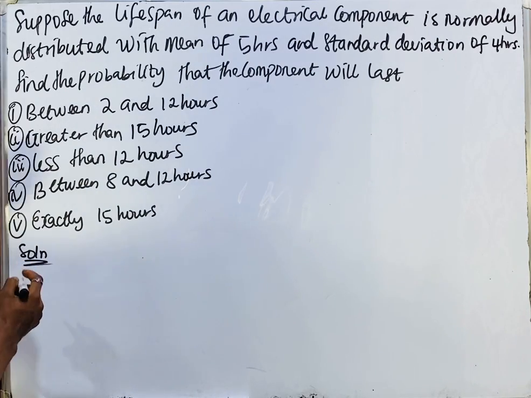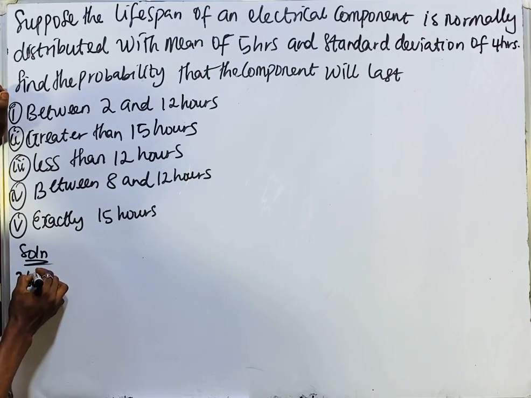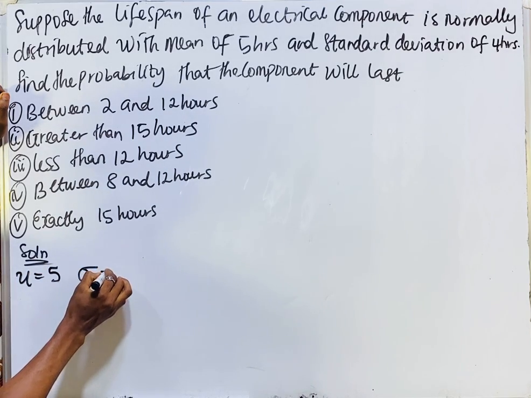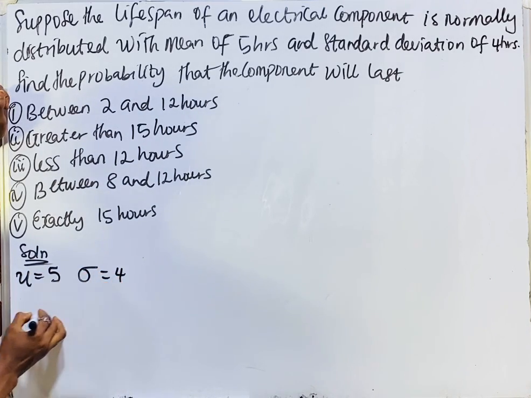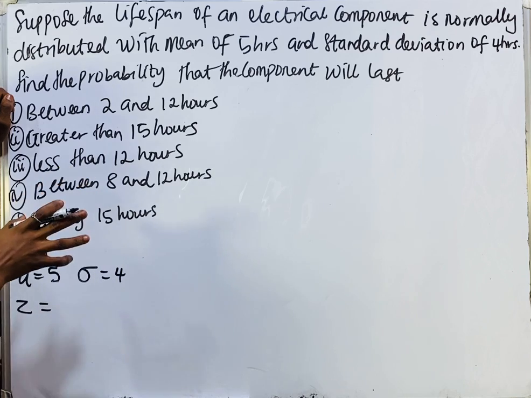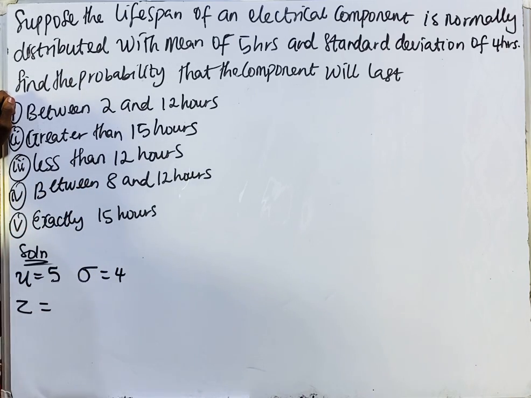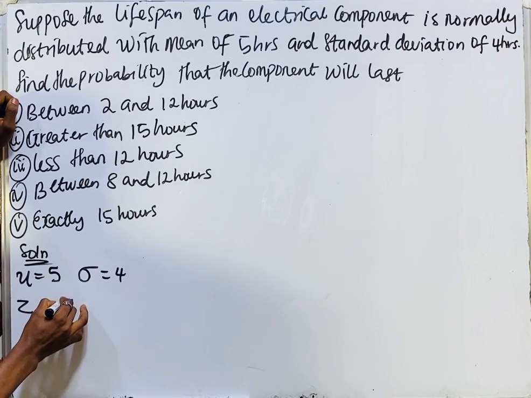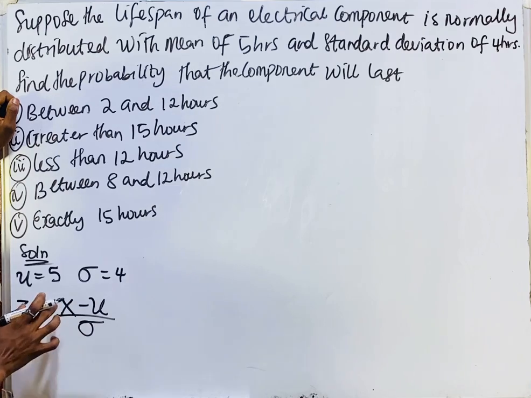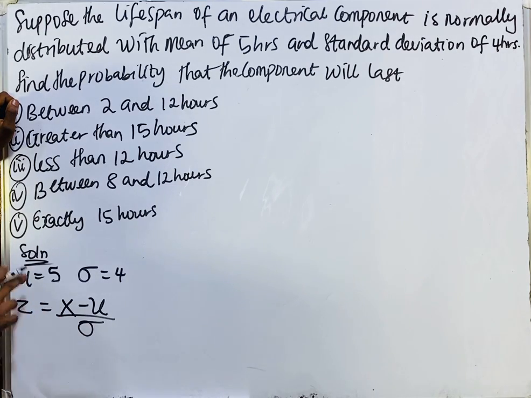So let's write our solution. Find our mean first. Our mean is 5 hours, right? Then our standard deviation is 4 hours, right? I know that Z, we assign a random variable Z for the standard normal distribution. Instead of X, we call it Z. And Z is equal to X minus the mean, all over the standard deviation. This X is a function of Z, right?